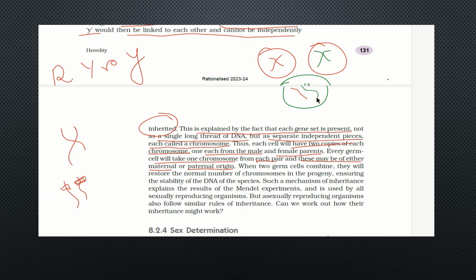Is it clear to all of you? So such a mechanism of inheritance explains the result of Mendel's experiments and is used by all sexually reproducing organisms. Asexually reproducing organisms also follow similar rules of inheritance. Can we work out how their inheritance might work? When two germ cells combine, they restore the normal number of chromosomes in their progeny, ensuring the stability of the DNA of the species. So such a mechanism of inheritance explains the results of Mendel's experiment.